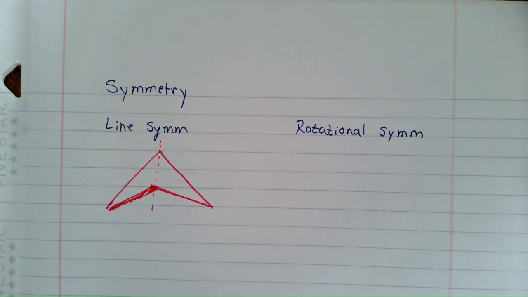So line symmetry literally means if you fold it here, the two sides are going to match up. Sometimes it's easy to do if you take a transparency and you trace half of it and then you draw your vertical line and you flip it. Here, it doesn't match.